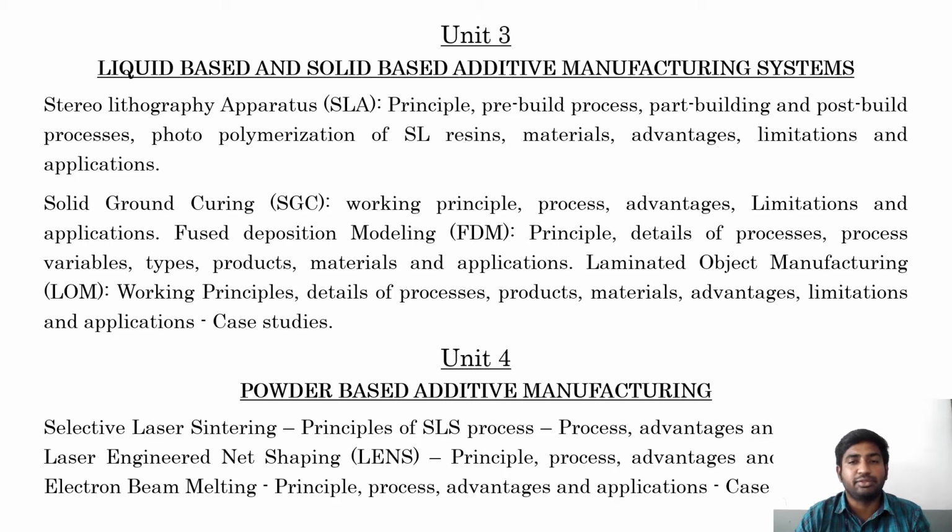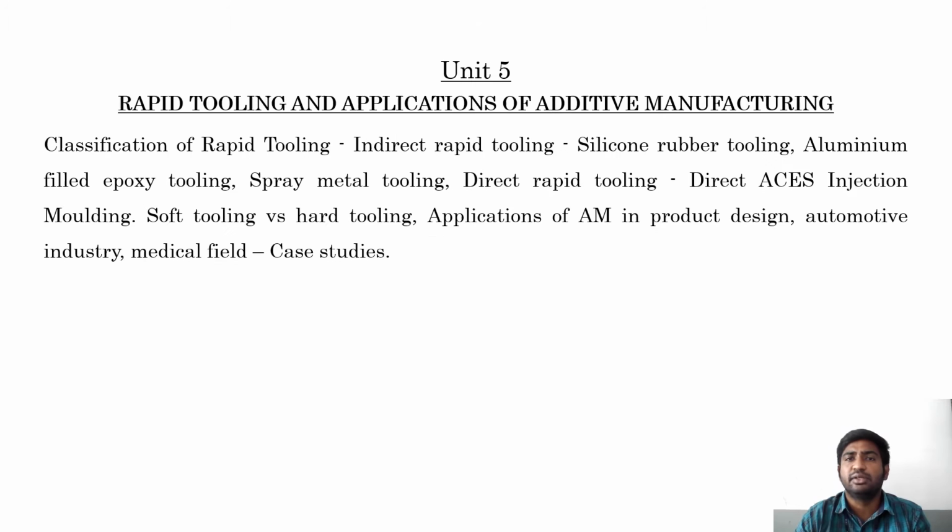In unit 4 we have powder based additive manufacturing processes. In that, selective laser sintering is the main powder based additive manufacturing process used. After that, laser engineering and shaping. These are what we are going to see in the fourth unit. Let's move on to the fifth. This is all about rapid tooling and applications of the additive manufacturing process. We are going to see the classifications of rapid tooling. Rapid tooling is a must part of additive manufacturing. When the tool is created indirectly, that is indirect rapid tooling. When the tool is created by a direct method, it is called direct rapid tooling. After that we are going to see applications.